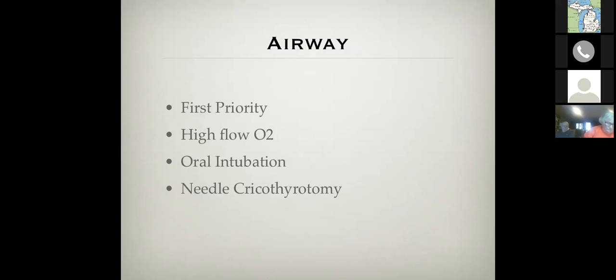So, airway, high flow O2. We need to talk about oral intubation. That always needs to be in the back of your mind, how I kind of hit on it earlier with the signs and symptoms. Always have that in the back of your mind. And finally, in our last-ditch effort, needle crike. Needle or surgical crike is another option that you can use.